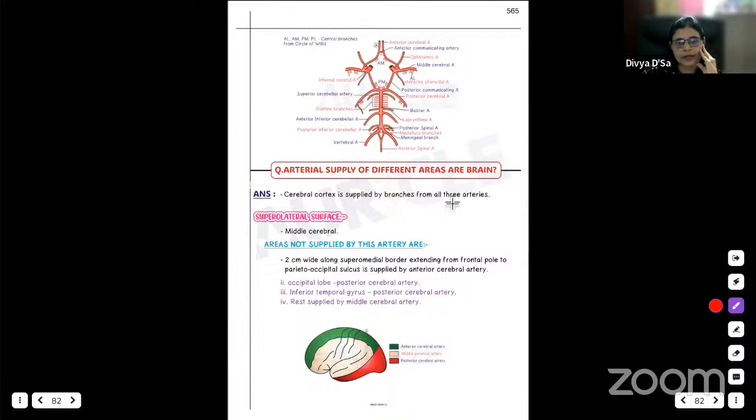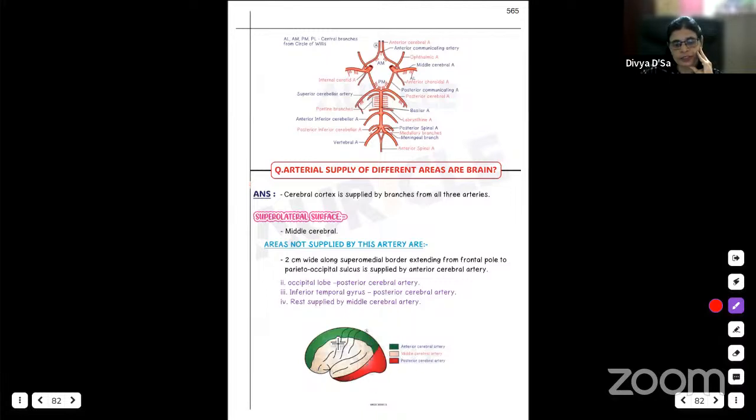So, the arterial supply of different areas of the brain. The cerebral cortex is supplied by branches from all three arteries, that is, vertebral, basilar, and internal carotid. Basically, it gives off branches from each part. We have the anterior, middle, and posterior cerebral arteries, so they supply the superolateral surface.